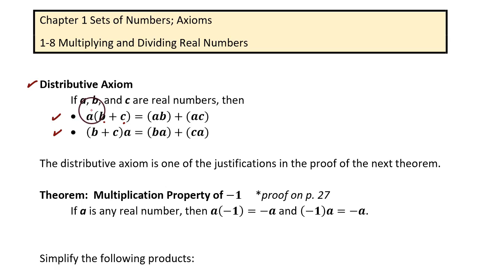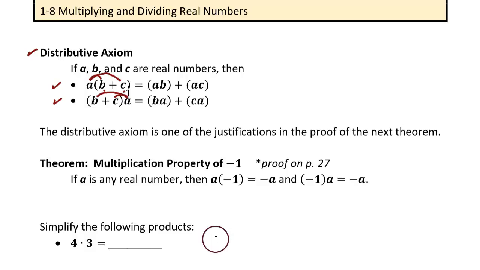When you learned this in the past, maybe your teacher drew arrows to show what gets multiplied: A times B and then A times C. This next one is the same thing, but the number A is written after the parentheses. But it still means to multiply each thing in the parentheses by that number. We have to review the distributive axiom because it's one of the justifications in the proof of the next theorem.